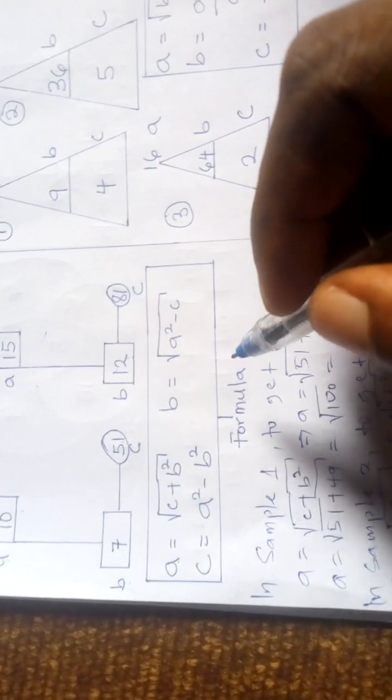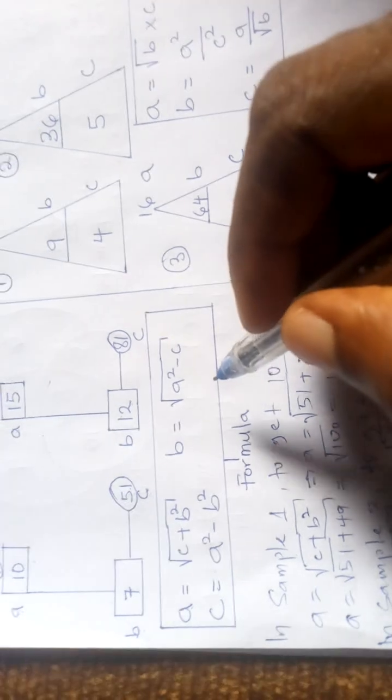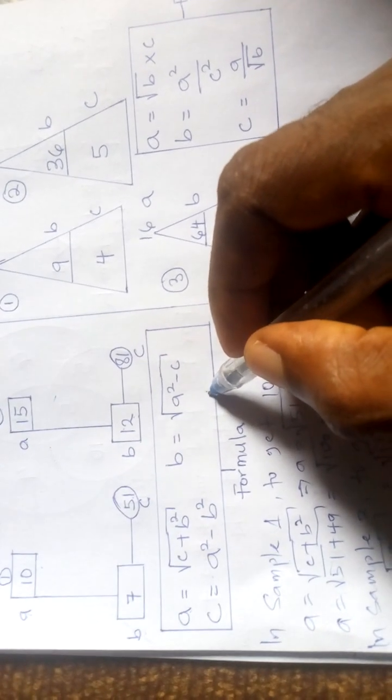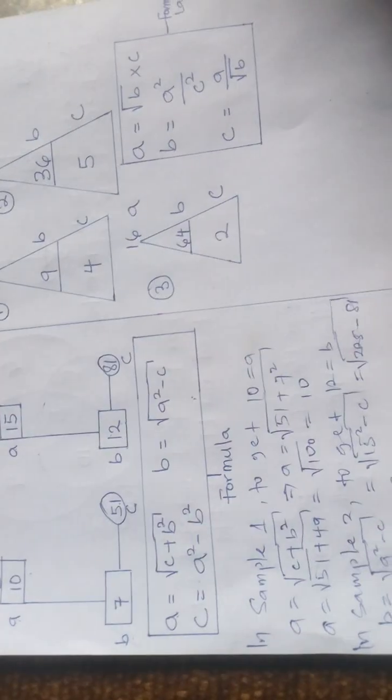That means this formula is actually correct. So what you need to do is make sure you copy this formula. Write it down. It's going to help you to solve this particular test.